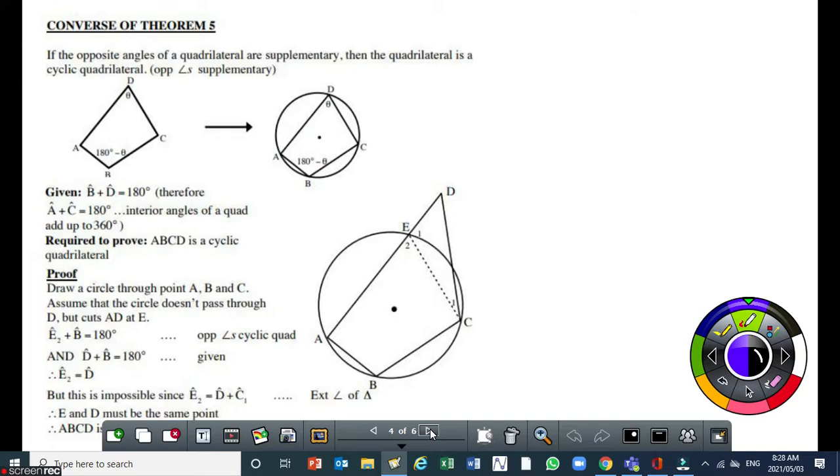Now the proof of this is not examinable, but we are going to use this converse to prove that any 4 points form a cyclic quad. We are going to do that later on. So we use the converse of theorem 5 to prove that a quadrilateral is cyclic. Here, you can just copy down up to there. The proof is not examinable.